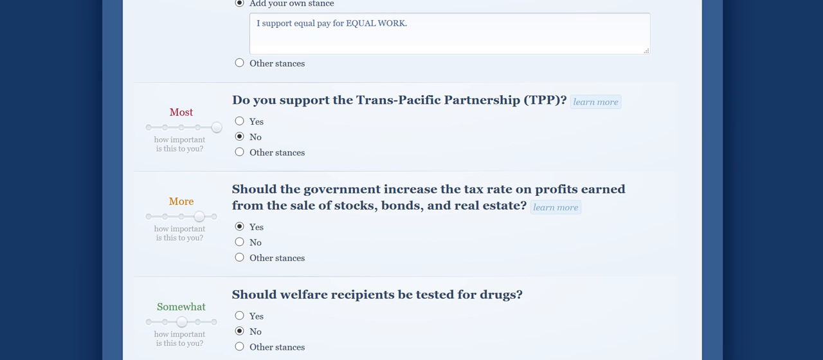Should the government increase the tax rate on profits earned from the sale of stocks, bonds, and real estate? Yes. So basically what they're talking about there is the capital gains tax. So Mitt Romney, for example, he earned, say, $15 million, or I think one year he earned like 30 million. But he pays like 15% on that money. Now he pays such a low rate because he makes all of his money through his investments. And you get a lower rate if that's where you're earning your money from.